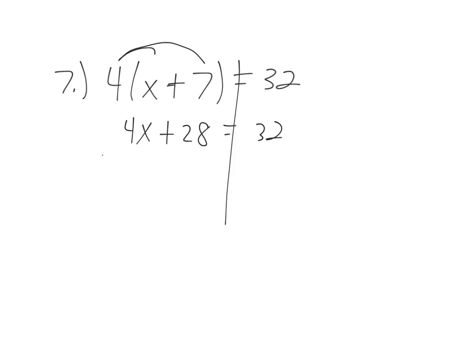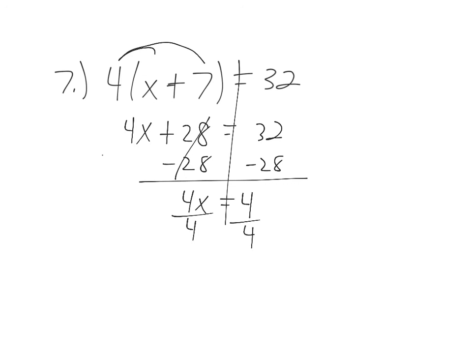All right, first we got to get rid of the riffraff, which is the 28. So we'll subtract 28 from both sides. Those cancel, and you're left with 4x equals 4. How do we cancel out multiplication by 4? With division by 4. So we'll divide both sides by 4. Those cancel. And x equals 4 divided by 4, which is 1.